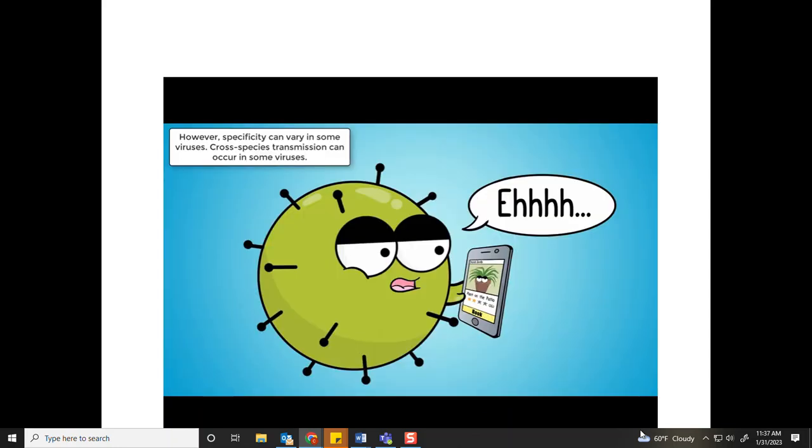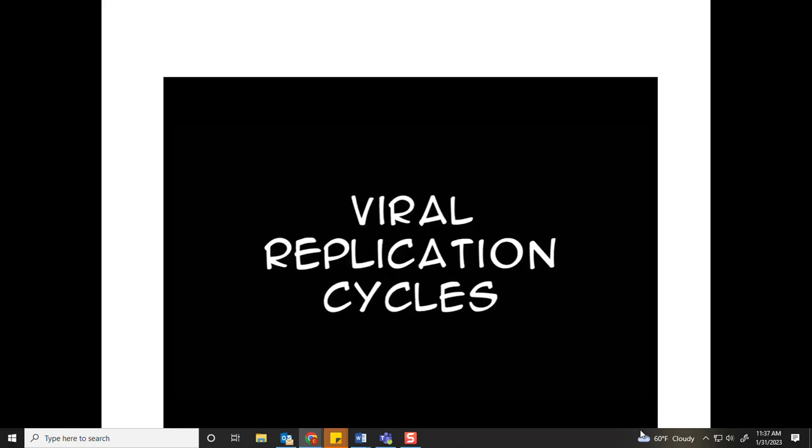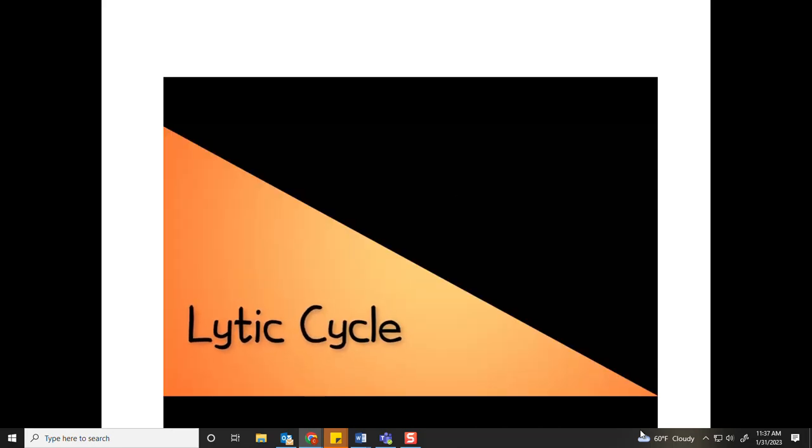Viruses tend to be very specific for the host that they're going to infect, but anything that is alive can be a host because cells have the machinery that viruses need in order to replicate. We're going to talk about two types of viral replication cycles. The first one is the lytic cycle.